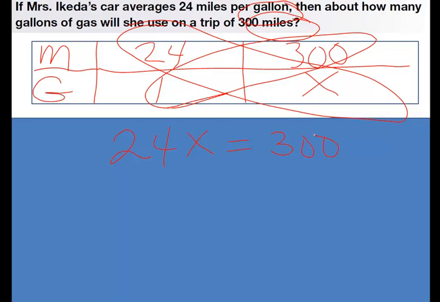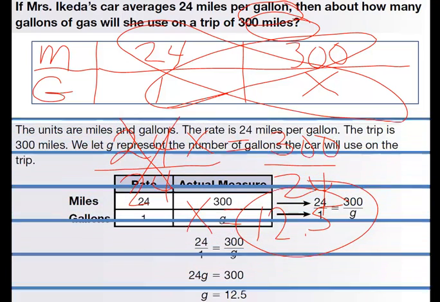And then to find out how many gallons she's going to use, you've got to isolate the x. You do that because these are being multiplied. You're going to divide both sides by the same number, which is 24. That changes this to a 1, which leaves us just with x. And then we just divide 24 into 300, and we come up with 12.5. So we know that the gallons she's going to use is 12.5.